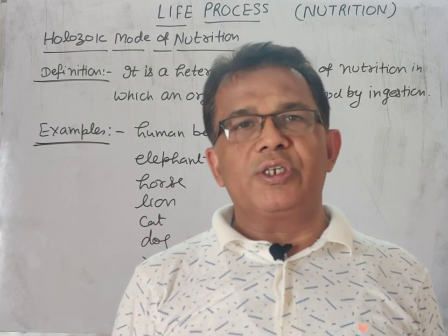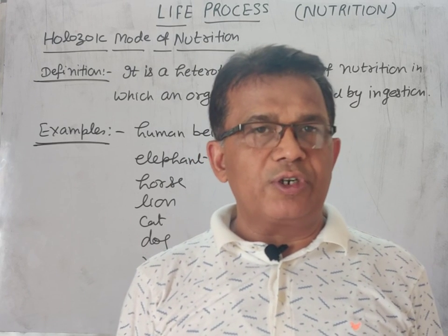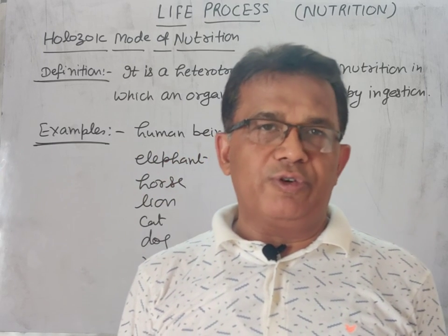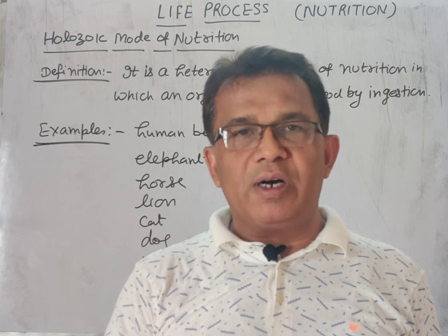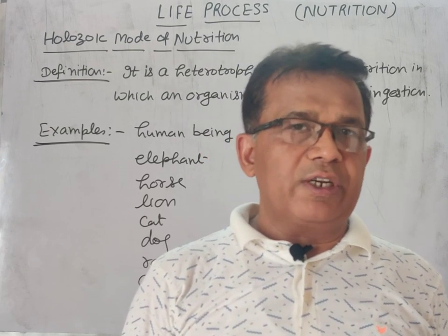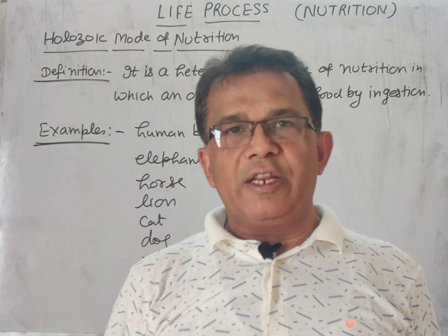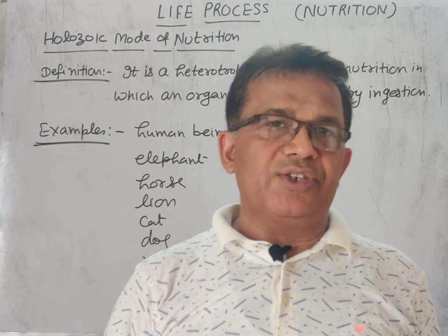Heterotrophic mode of nutrition is again divided into three types: parasitic mode of nutrition, holozoic mode of nutrition, and saprophytic mode of nutrition. In parasites, organisms get food from other organisms without killing them, in saprophytic, organisms get food from dead and decaying matter, and in holozoic, organisms get food by ingestion.